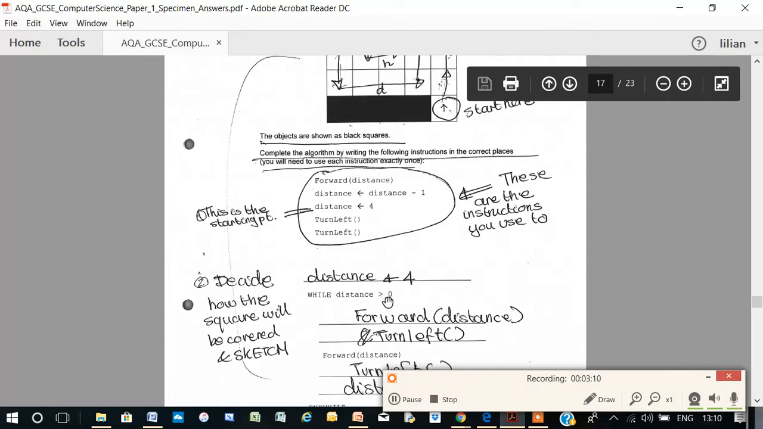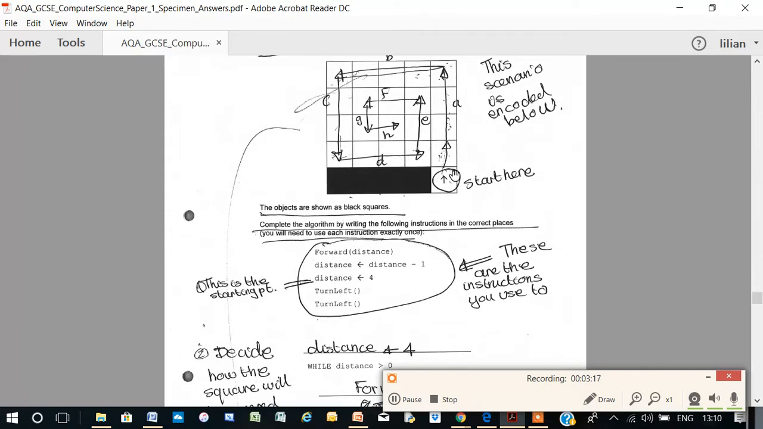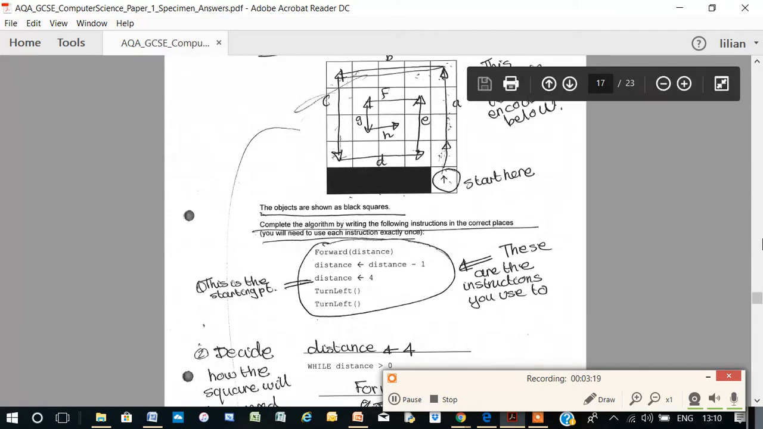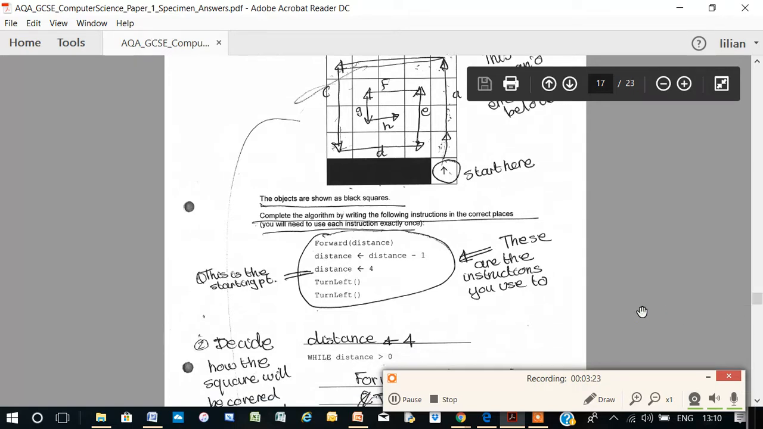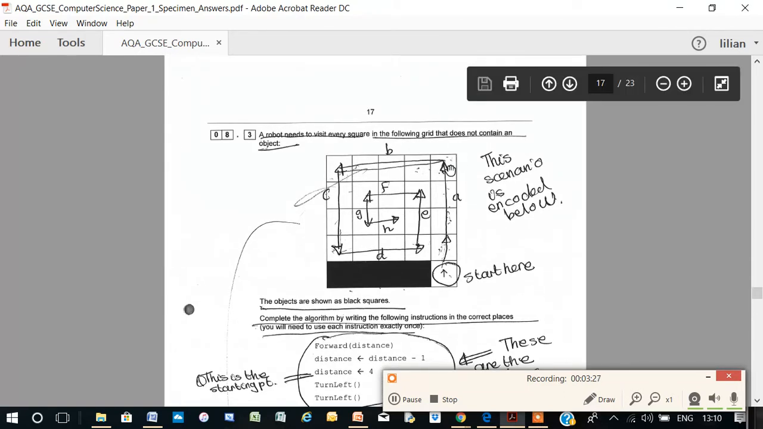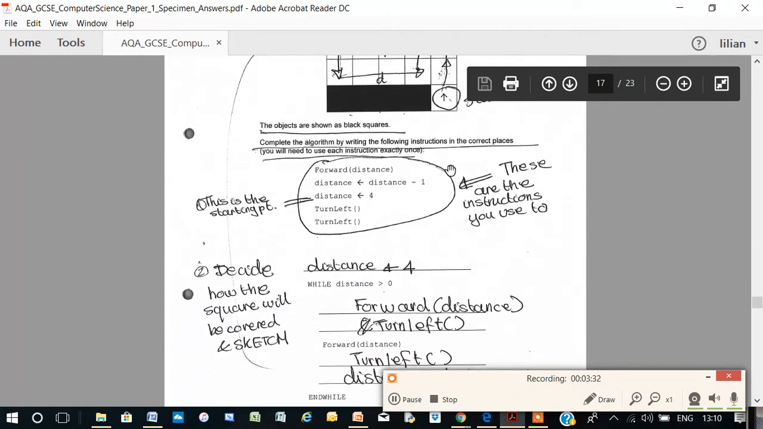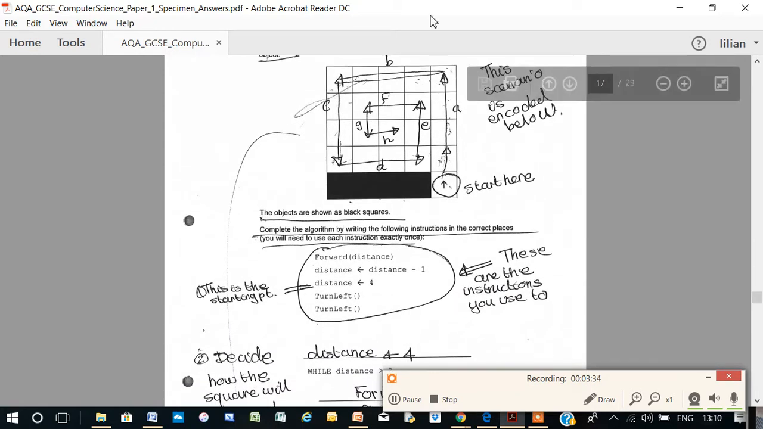Whilst distance is greater than 0, distance is 4, so it is forward distance. So it traverses up, 1, 2, 3, 4. Then what does it do? It turns left, and it remains on this square there. And then it says forward distance. So it turns left and it goes 4. 1, 2, 3, 4. Ends on this square here.